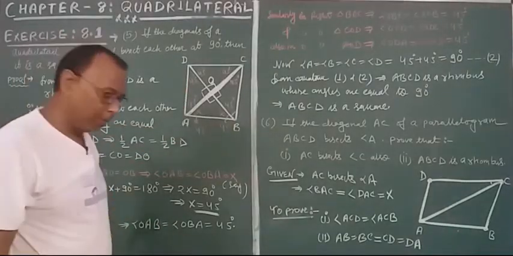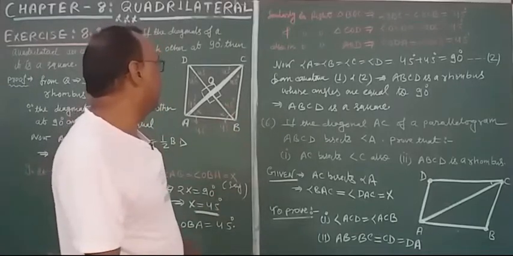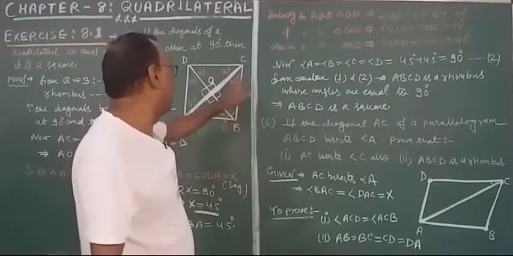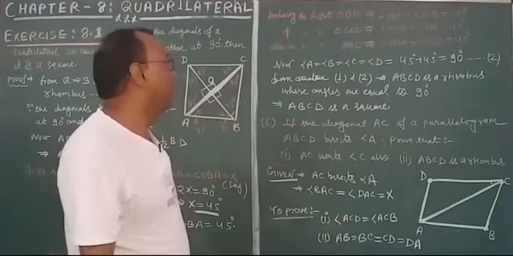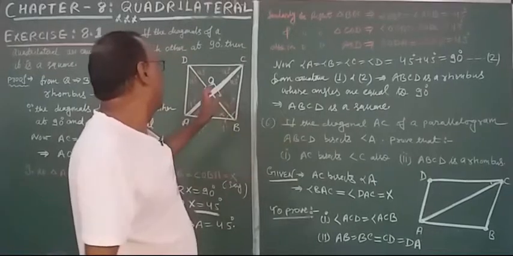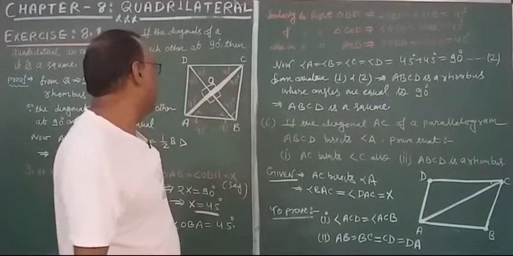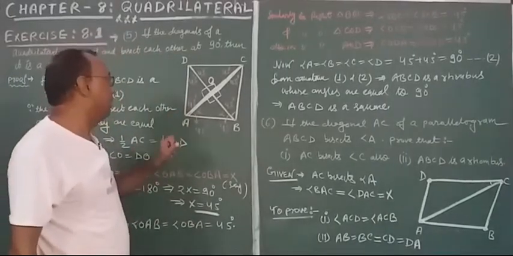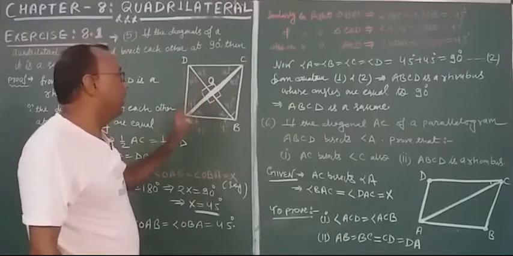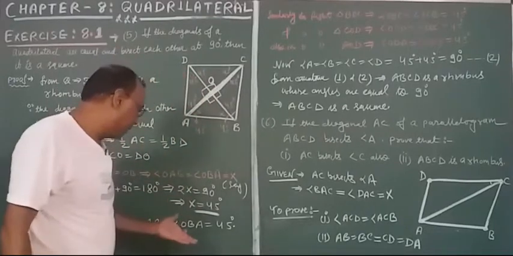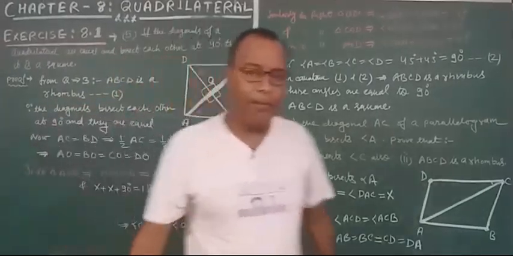Similarly, in the right triangle BOC, what will happen? This angle OBC will be equal to OCB. That is again 45. In triangle COD, angle OCD will be equal to ODC. And in right triangle AOD, the angle OAD is equal to ODA. And in the same way, they will come 45 degree.